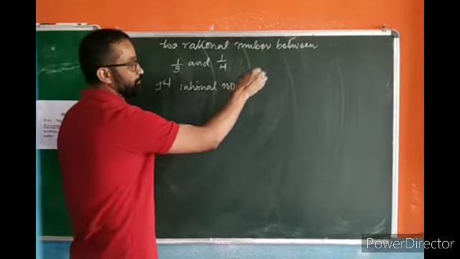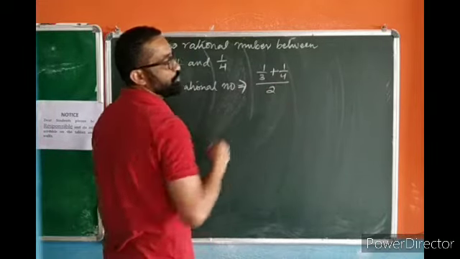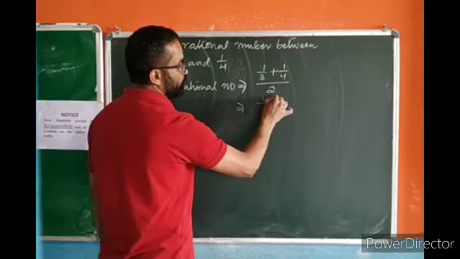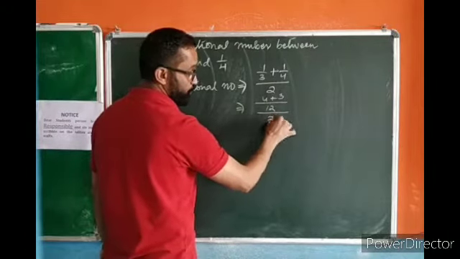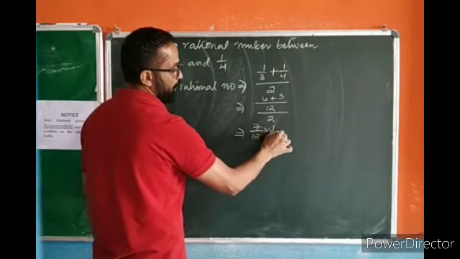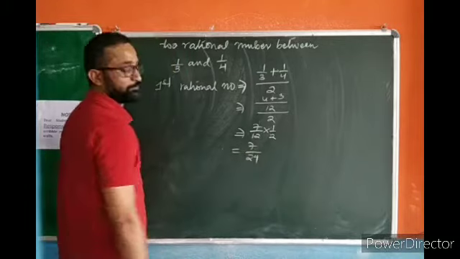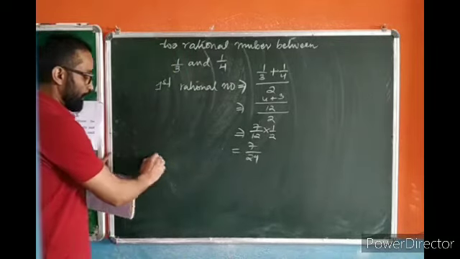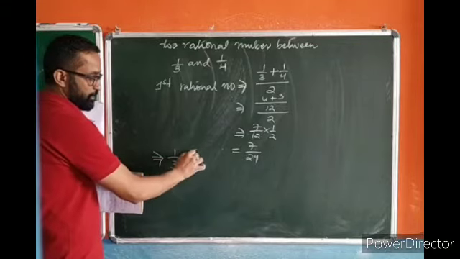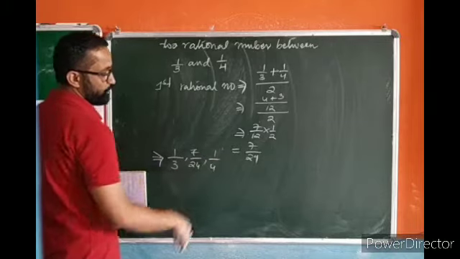Add these two, 1/3 plus 1/4, divide by 2. Take LCM, which is 12, you get (4 + 3)/12 times 1/2. 7/12 into 1/2 is 7/24. So we get here 1/3, 7/24, 1/4.